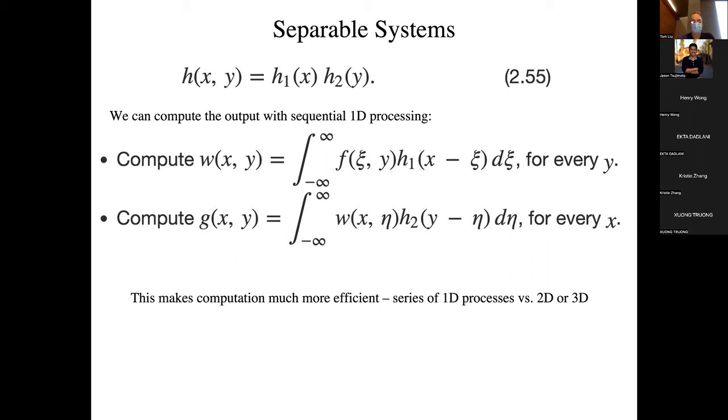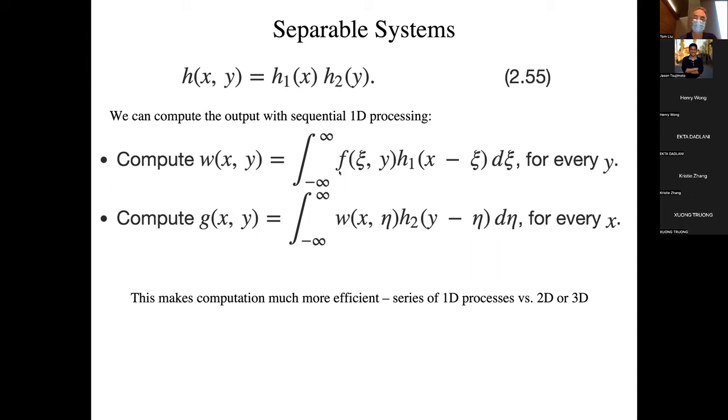Oftentimes in many imaging applications, the point spread functions can be separated into two independent point spread functions for the different directions. So if I have, say, some detector array and it has a different resolution in one direction, say in X, than it does in Y, I can break that up into two independent processes where I have an independent point spread function for X than I do for Y. And so the total output of the system can be computed with these sequential 1D processes.